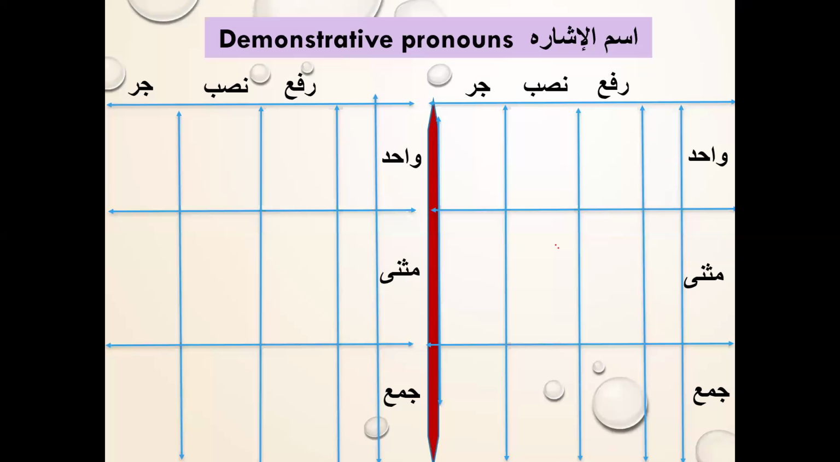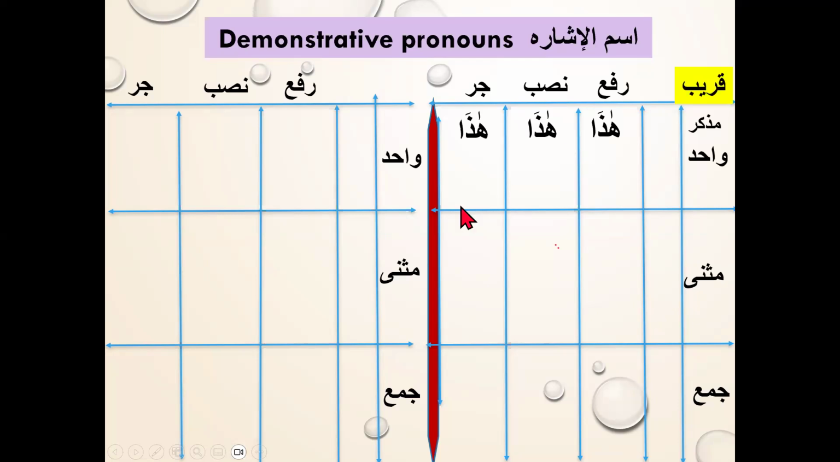In this chart, I use two sides. One side is for qarib, ishara lil qarib, the pointing for something near. First of all, I will use the singular masculine, muzakkar, and the word for the muzakkar for ishara lil qarib is haza. So haza is the same in rafa, nasab, and jar states. It will not change its position. It is the same in all these states. That's why it's called mabni, because it doesn't change its position.